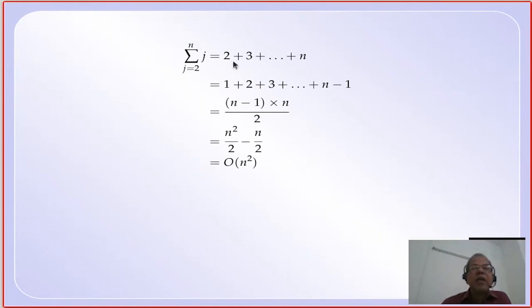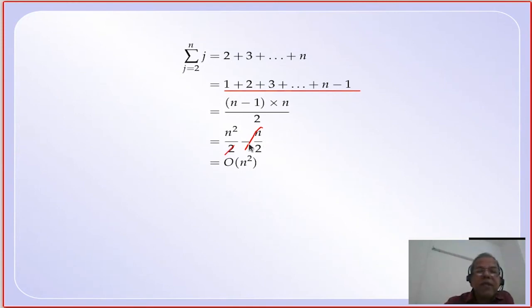If we calculate the sum of j for j equal to 2 to n, that is 2 plus 3 plus and so on up to n, add 1 and subtract 1. This is 1 to n, which becomes (n minus 1) times n by 2. This is n squared by 2 minus n by 2. Discard the lower order term and the constant coefficient.